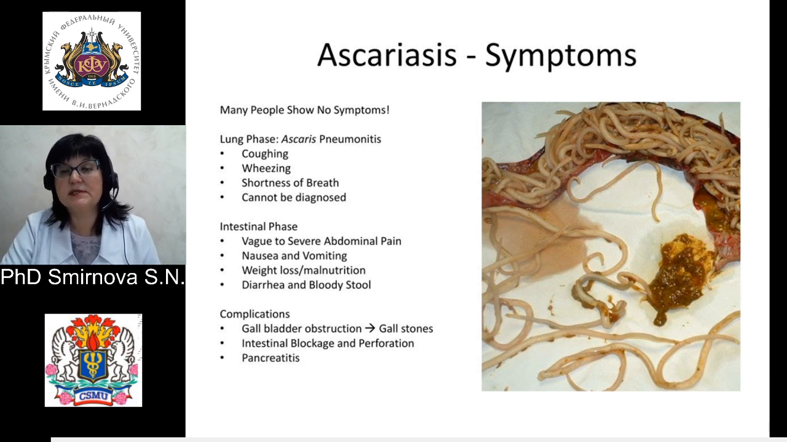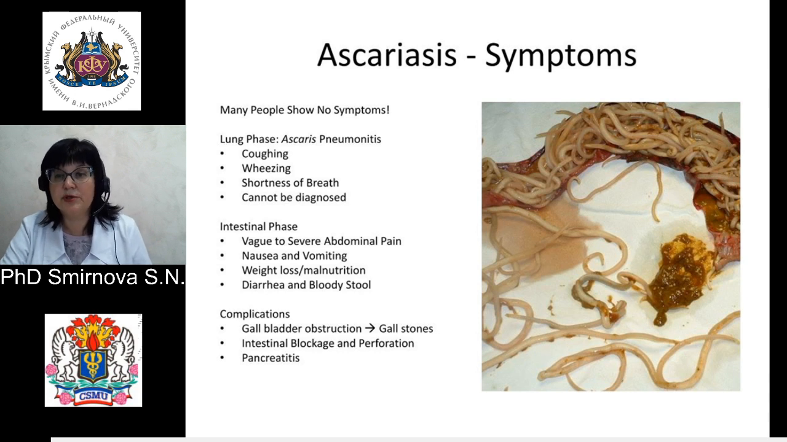Ascariasis is the disease caused by Ascaris lumbricoides. Ascaris lumbricoides can be located in the human body in the lung. This is characteristic of the larva stage and causes symptoms characteristic of the lung. The adult form is usually located in the small intestine and causes symptoms the same as diarrhea, bloody stool, vomiting, and others.